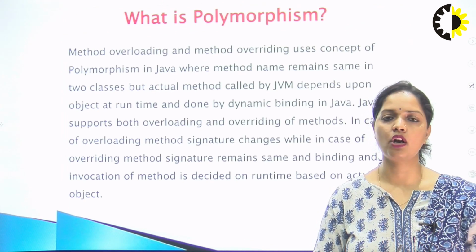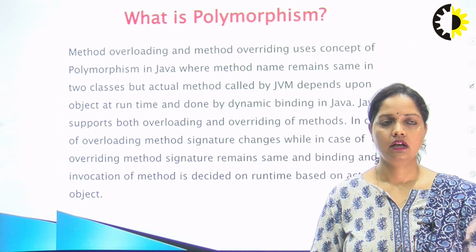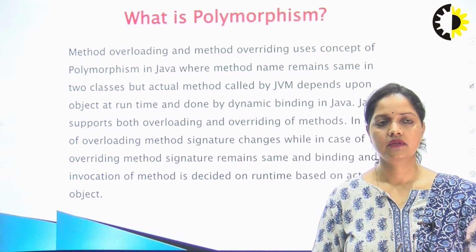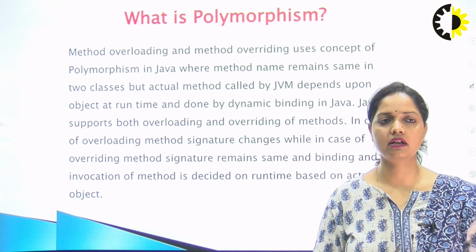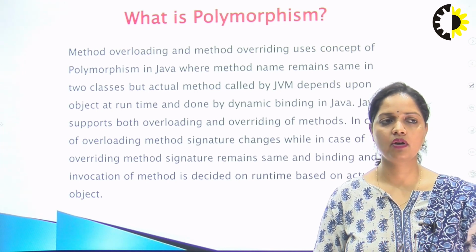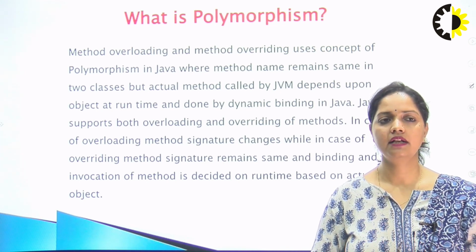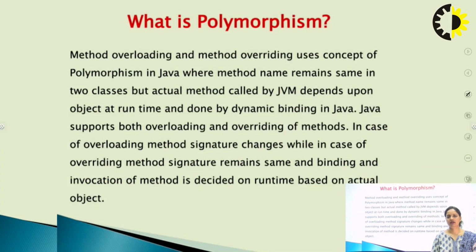Now, what is polymorphism? Polymorphism is a concept where the method name remains the same in the two classes, but the actual method called by the JVM depends upon the object at runtime and is done by dynamic binding in Java. Java supports various object-oriented features. One of them is polymorphism.